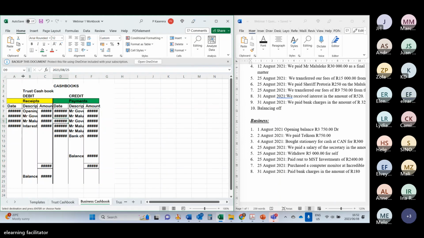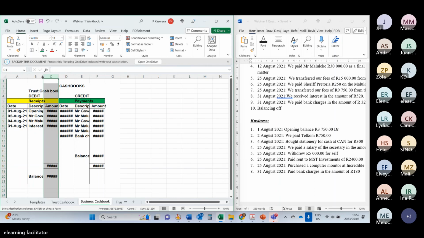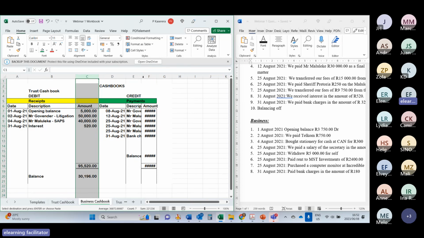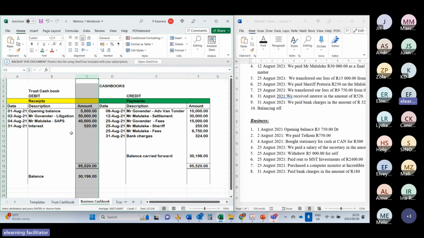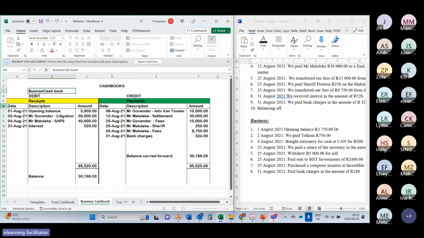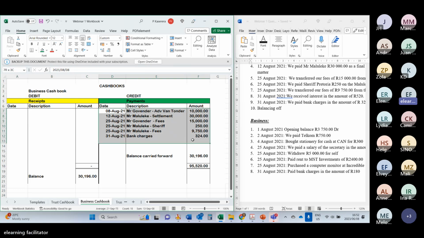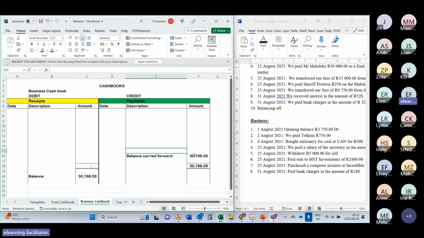Okay. So I'm going to enlarge. You need to have some Excel skills, or you can even do it on a piece of paper. So now this is our business cash book. You can write it down, or you can do it in Word, whichever way suits you, as long as you can answer the question. And then on the system, you just upload it in PDF so that we are able to mark. So this is still our template.